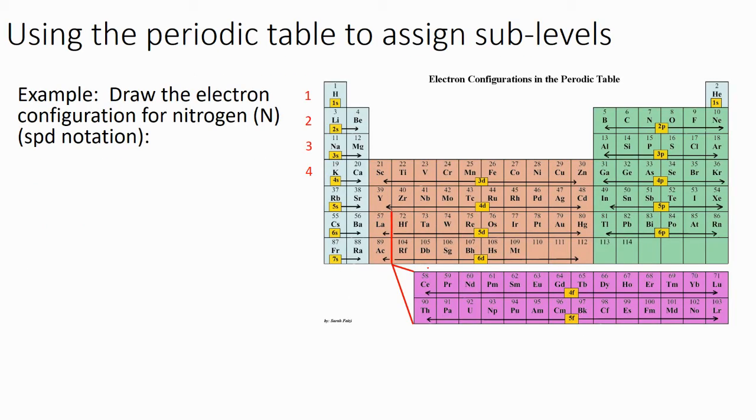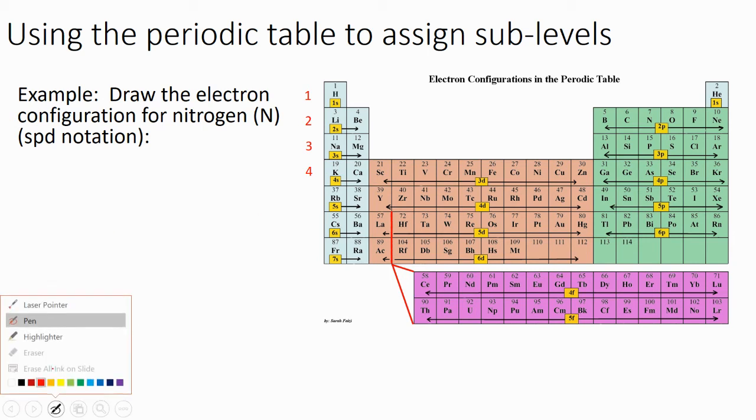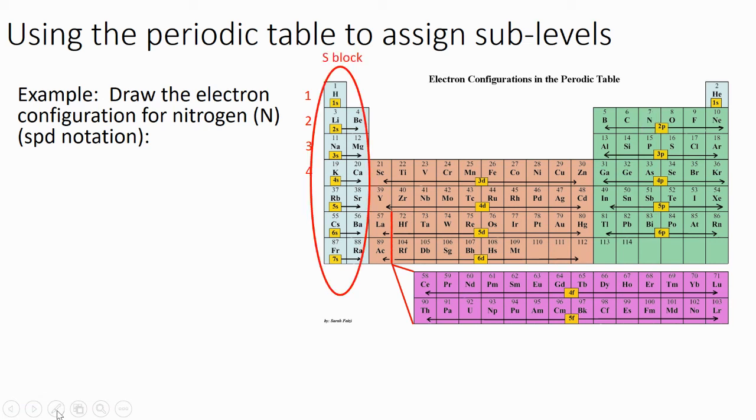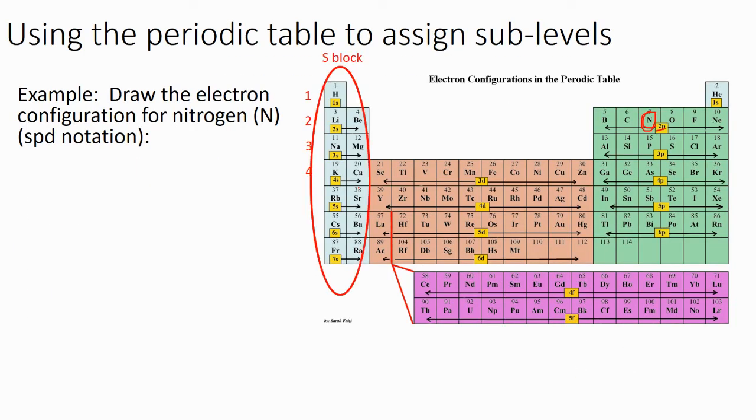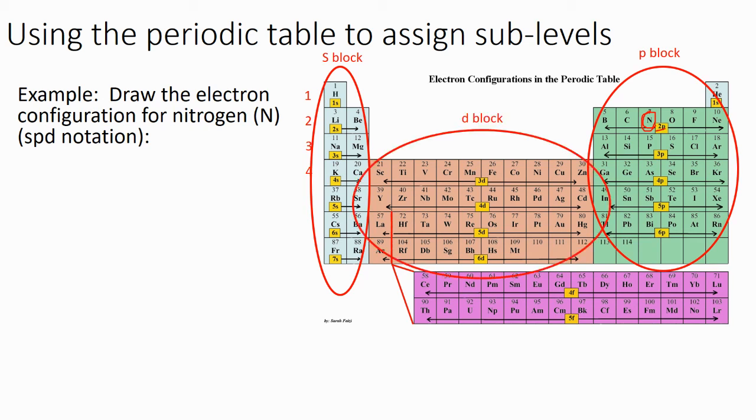So on the next slide here, we've got a picture of the periodic table and how that relates to the subshells. So we can use the periodic table to work out the electron configuration. I'm going to use nitrogen as an example. Nitrogen is over here in the p block. So this is the s block. Then over here we've got the p block, and in the middle we've got the d block.